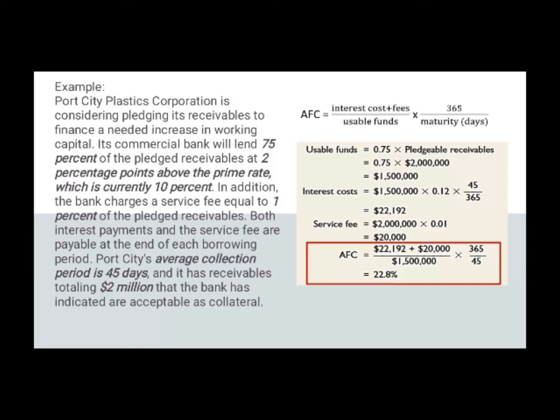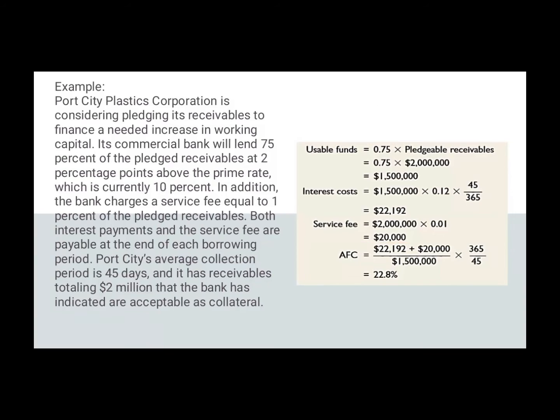Now we can compute for our annual financing cost. Just use the values above. Interest cost is $22,192 plus service fee of $20,000 over usable funds of $1,500,000 multiplied by 365 over 45. Therefore, our annual financing cost is 22.8%.